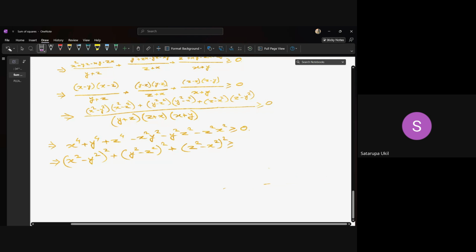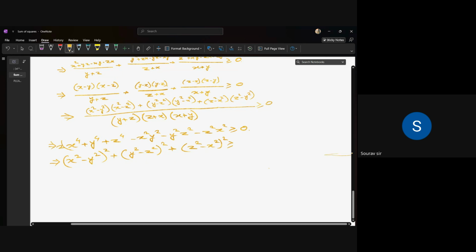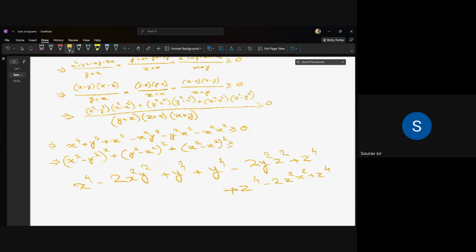Understood. Both of the sides means multiplying 2 here, and also multiplying 2 here. That means both of the sides. Okay. So let us now go towards the next question.